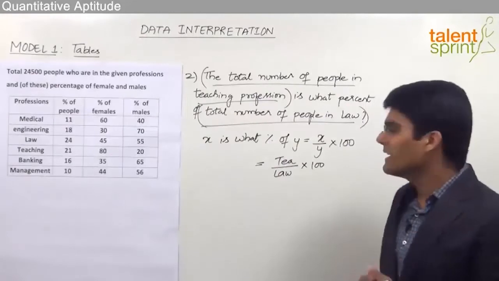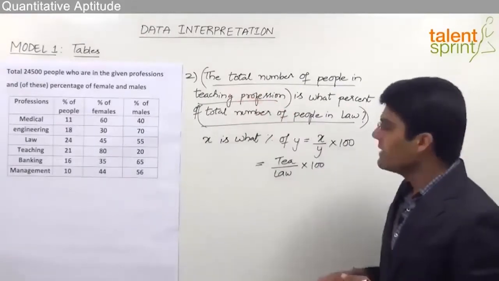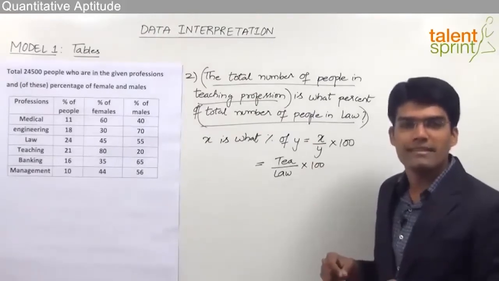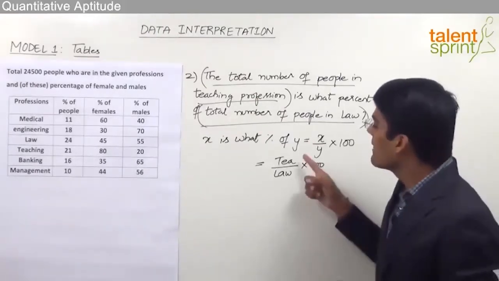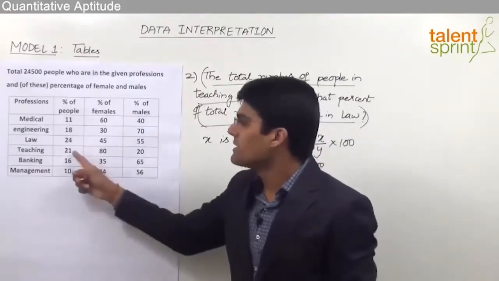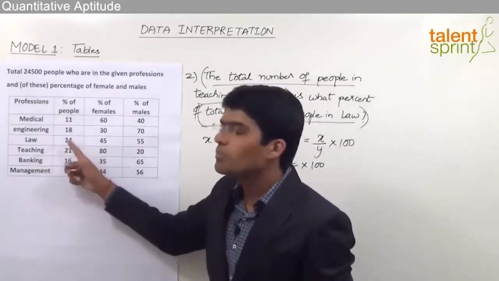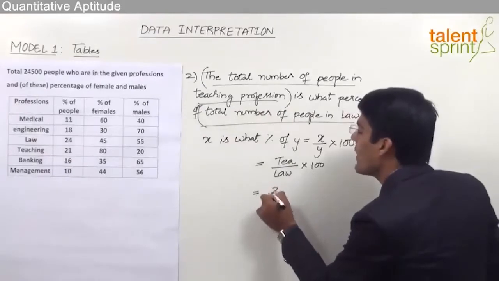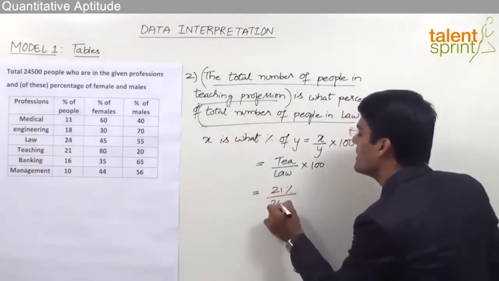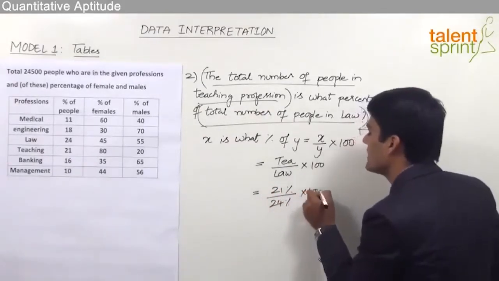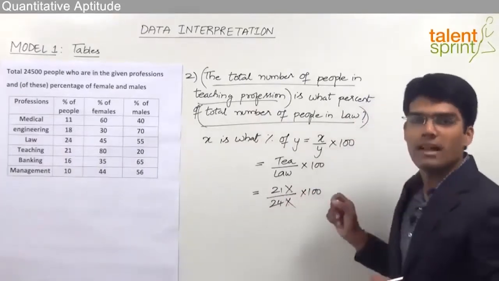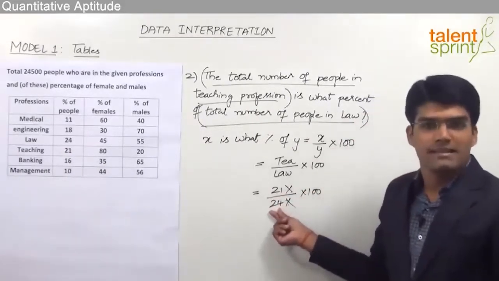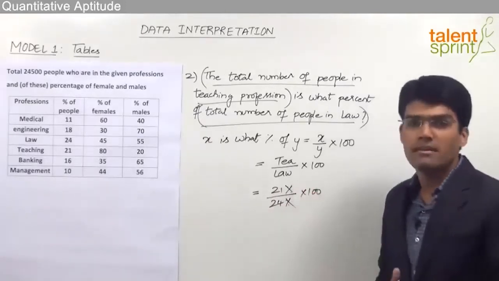But again we can understand that the 24,500 is common for numerator and denominator, so that anyway is going to get cancelled. So the only values that will affect the answer here are 21% for teaching and 24% for law. So we can directly say that the answer here will be 21% divided by 24% into 100. Even these percentages are not required, because only the magnitude will give us the answer. Percentage gets cancelled in numerator and denominator.